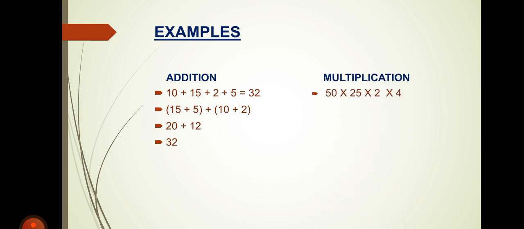For multiplication, we will check 50 times 25 times 2 times 4. So if we do 50 times 25, we will get 1250, times 2 times 4. This multiplication will be a lengthier one, and there are chances that we make mistakes. So instead we regroup it so that we can solve it easily. So how will we regroup? It is 50 times 2 and 25 times 4. So now 50 times 2 is 100 and 25 times 4 is also 100. So easily we get the answer 10,000.